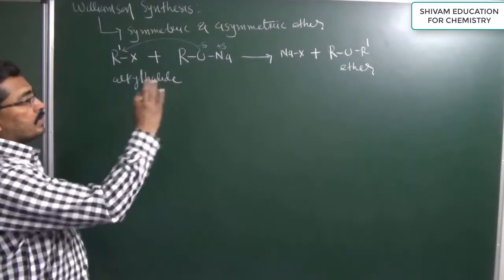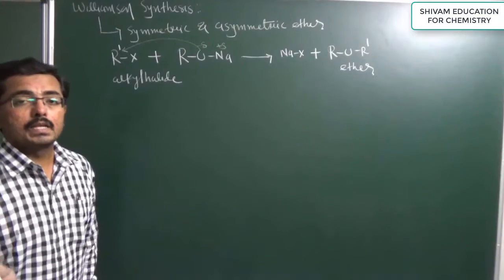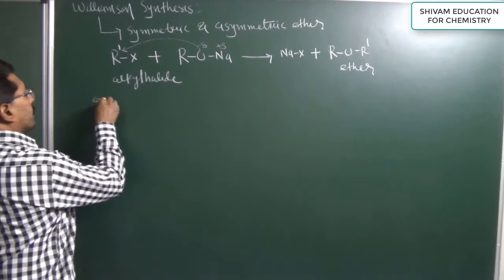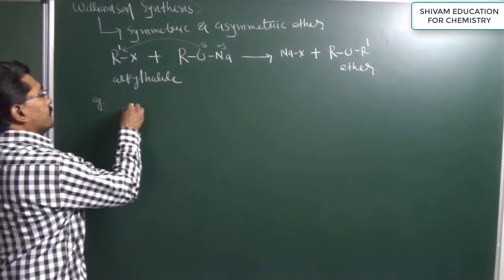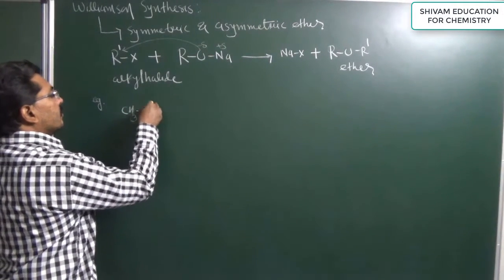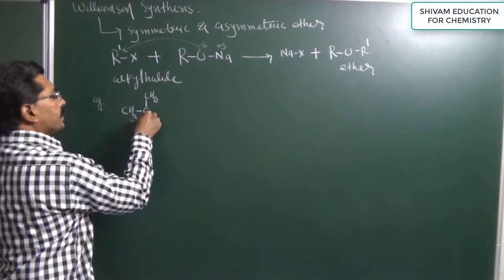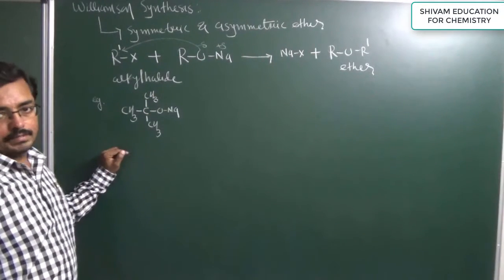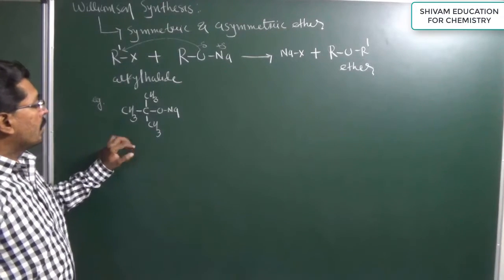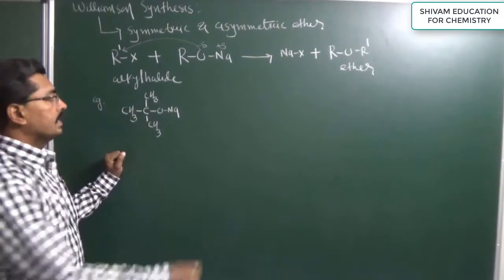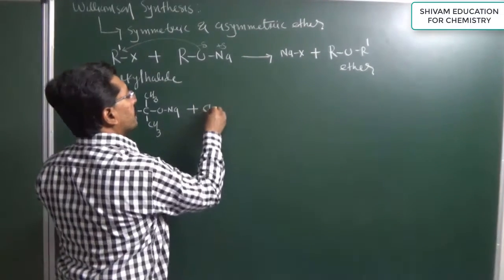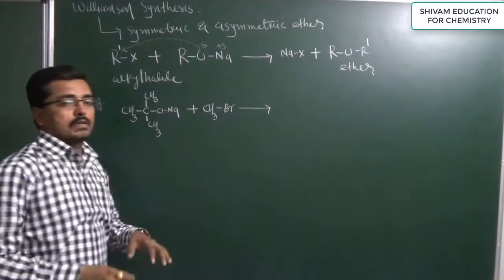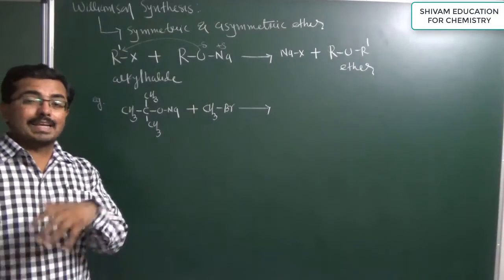But this substitution reaction works better with a primary alkyl halide. Suppose I want to prepare a secondary or tertiary ether. Here, sodium alkoxide of tertiary butyl is allowed to react with methyl bromide. Then a substitution reaction occurs with an SN2 mechanism.